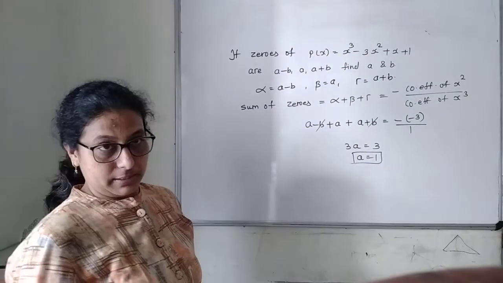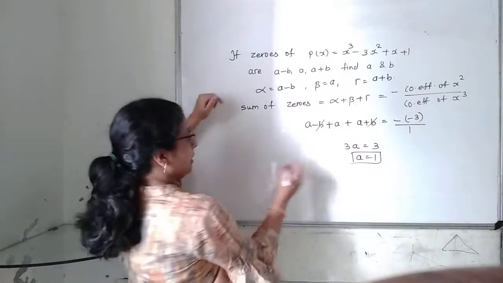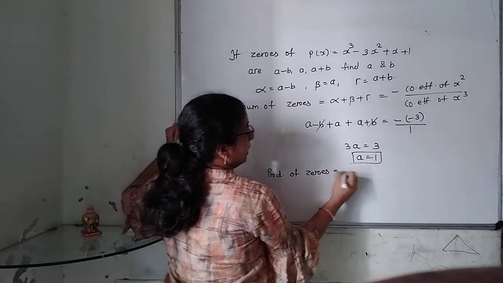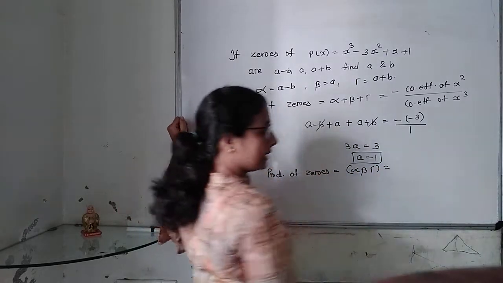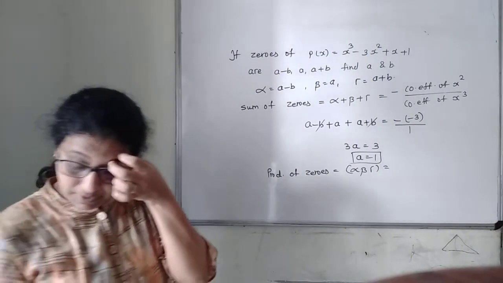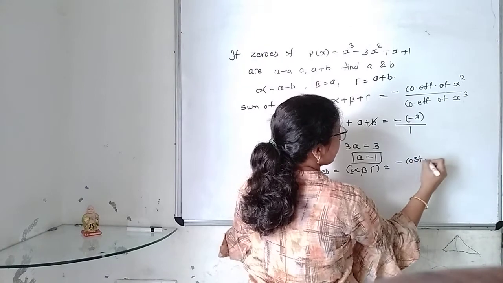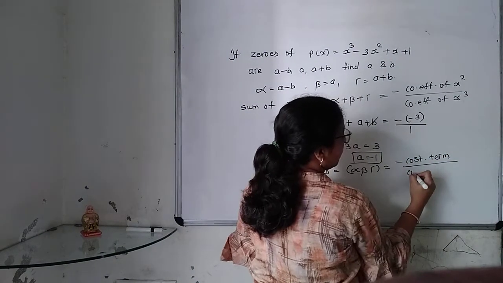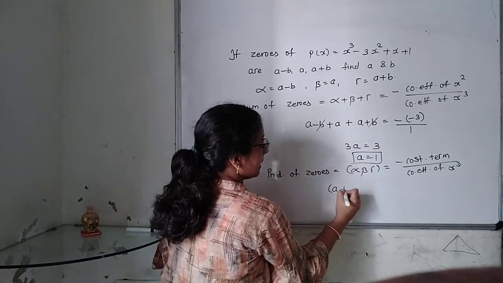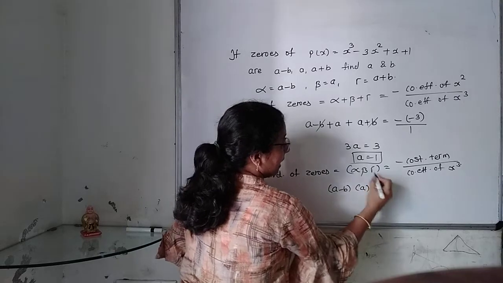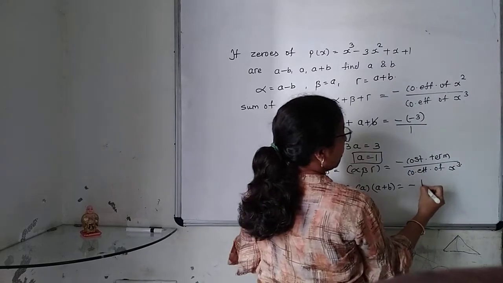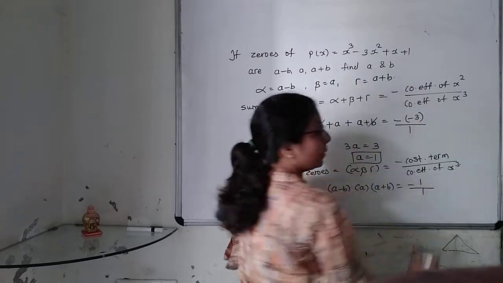Now you will find the product of the zeros. To find b, we will take the product. Product of zeros is equal to alpha beta gamma is equal to. Now remember the formula. What is the formula? It is, yes, remember, minus constant term upon coefficient of x cube. Therefore alpha is a minus b, beta is a and gamma is a plus b is equal to minus constant term, which is 1, upon coefficient of x cube, which is again 1.